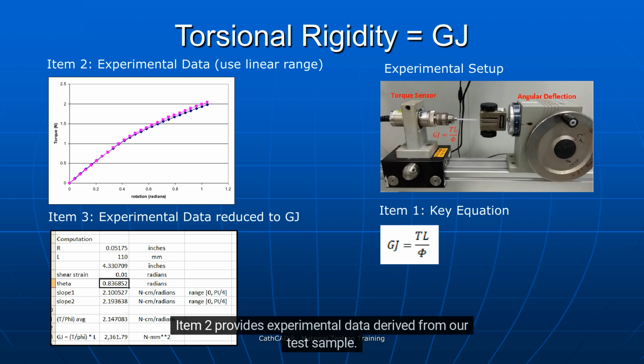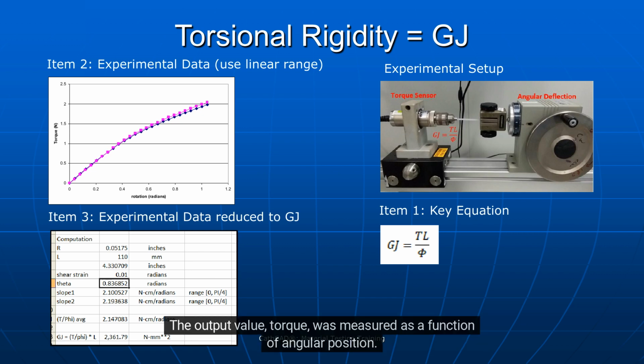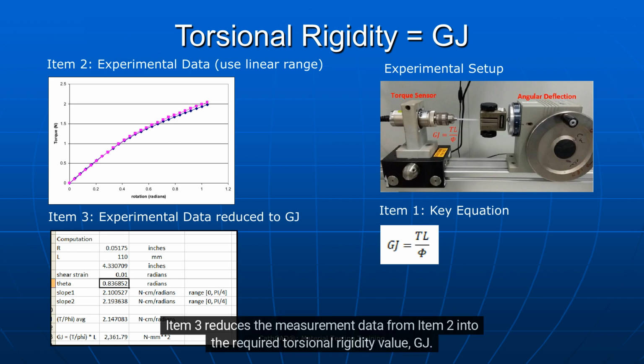Item 2 provides experimental data derived from our test sample. The measurement data was reduced to the state where the x-axis was part rotation, measured in radians. The output value, torque, was measured as a function of angular position. Item 3 reduces the measurement data from item 2 into the required torsional rigidity value, GJ.